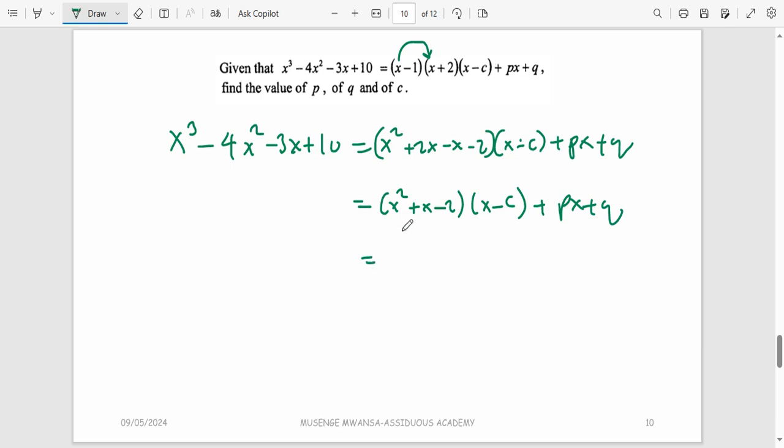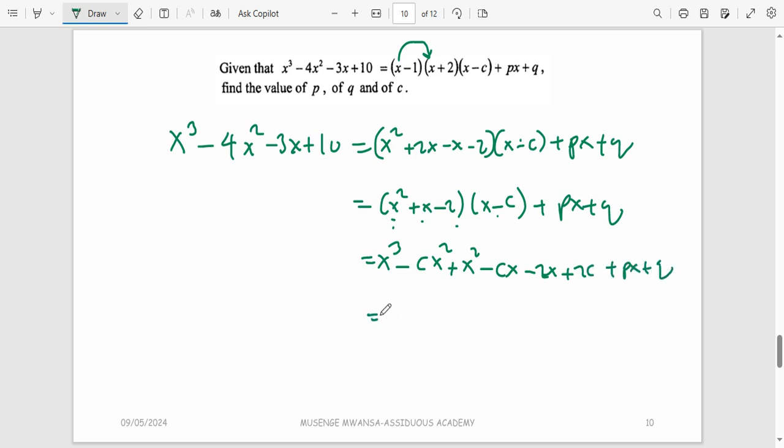And then again distribute. x squared times x, that is going to be x to the power 3. x squared times negative c, so that will be negative c x squared. x times x, that is going to be x squared. x times negative 2, that will be negative 2x. Negative 2 times x, negative 2x. Negative 2 times negative c, positive 2c, then plus px plus q.